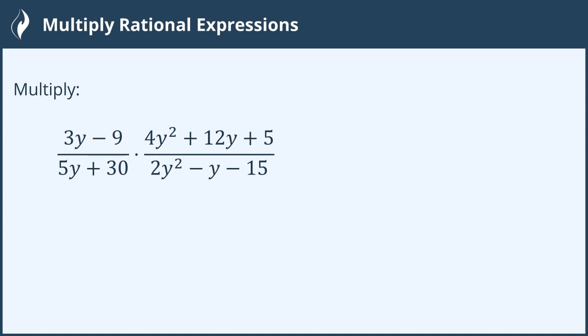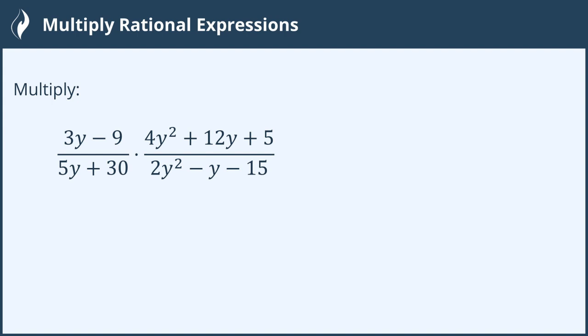In this video, we are going to be multiplying this rational expression. Notice that it's a rational expression because we have a fraction times a fraction, and each fraction has variables in both the numerator and the denominator. There would be nothing wrong with multiplying straight across the top, 3y minus 9 times 4y squared plus 12y plus 5, and then doing the same thing on the bottom. However, we will end up with an answer that's not fully simplified.